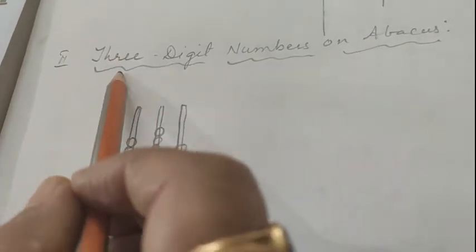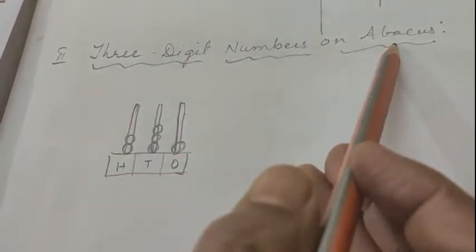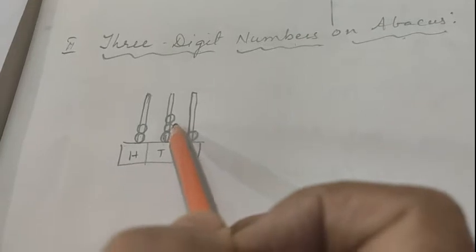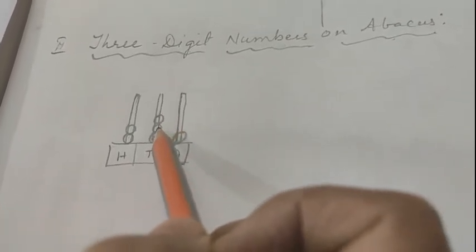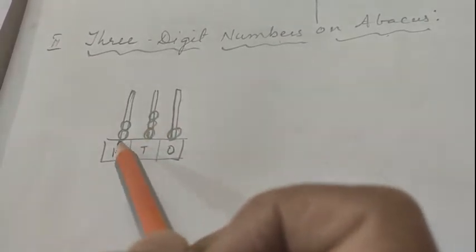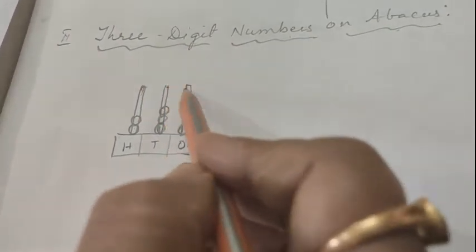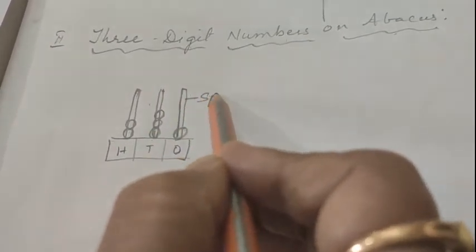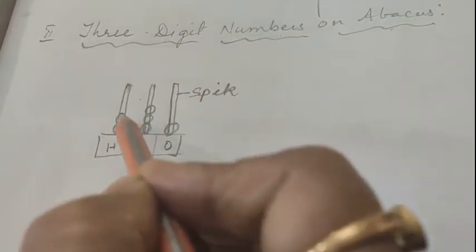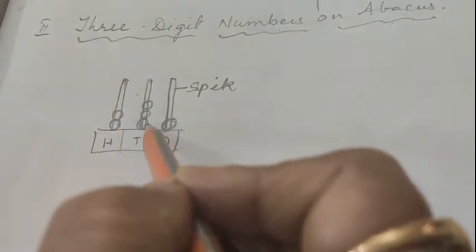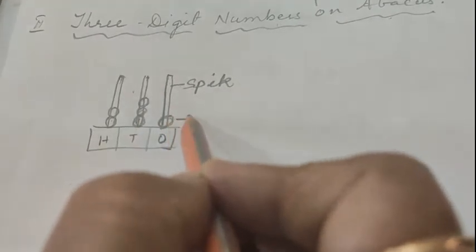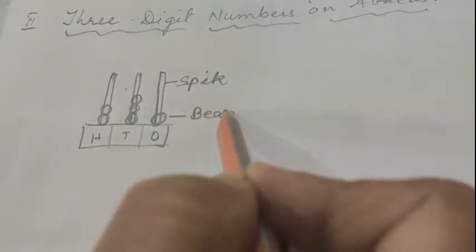So our next topic is 3-digit numbers on abacus. Already you have done it with the beads. In previous lessons we have done 2 digits, correct or not? Tens and ones. Now this time hundreds, tens, ones. So 3 spikes are there. These are rods, or you can say spikes. In each spike some rounds, circles are drawn. These circles are beads.